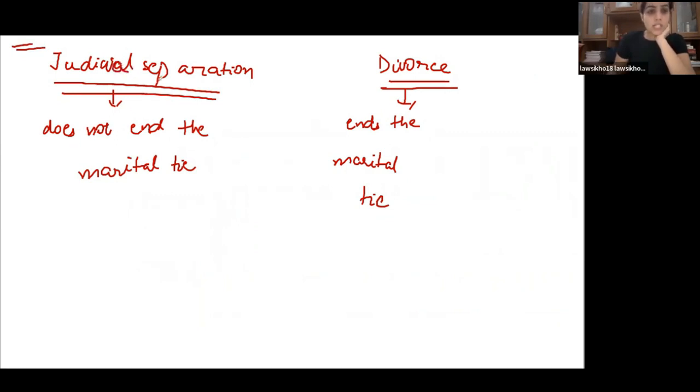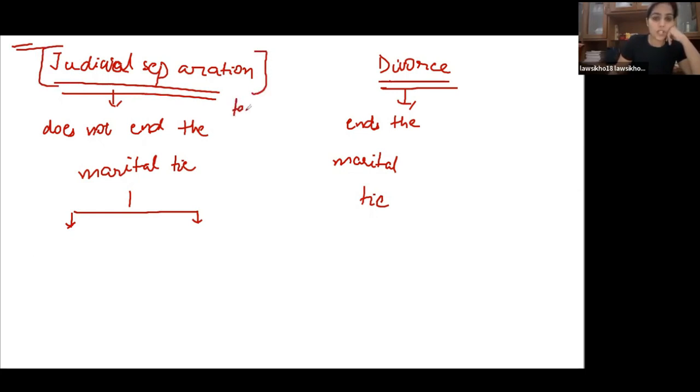So, a decree of judicial separation does not put an end to the marital tie, but a decree of divorce does put an end to the marital tie. Okay. Then we have to understand two important circumstances. First of all, while a decree of judicial separation is under force, is effective, since the marital tie has not come to an end, either of the spouses cannot contract a second marriage.